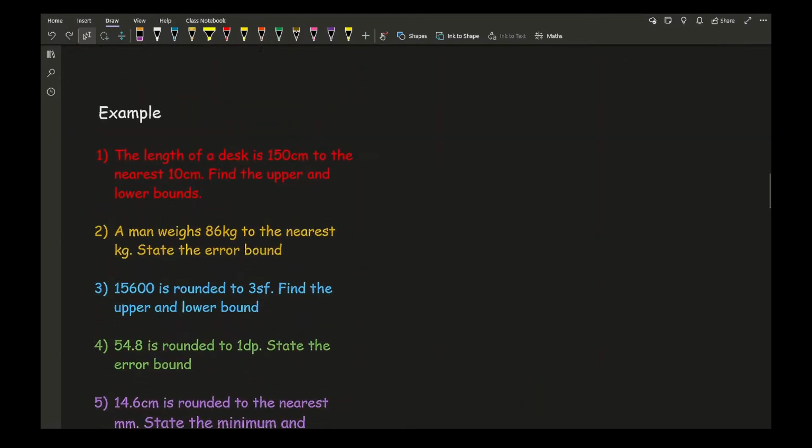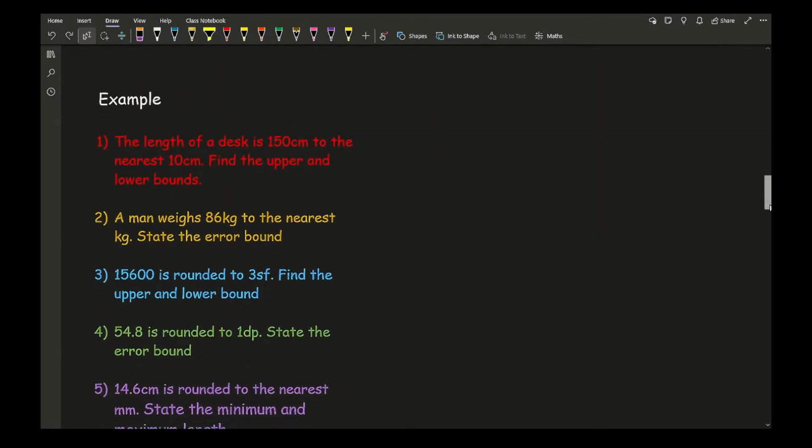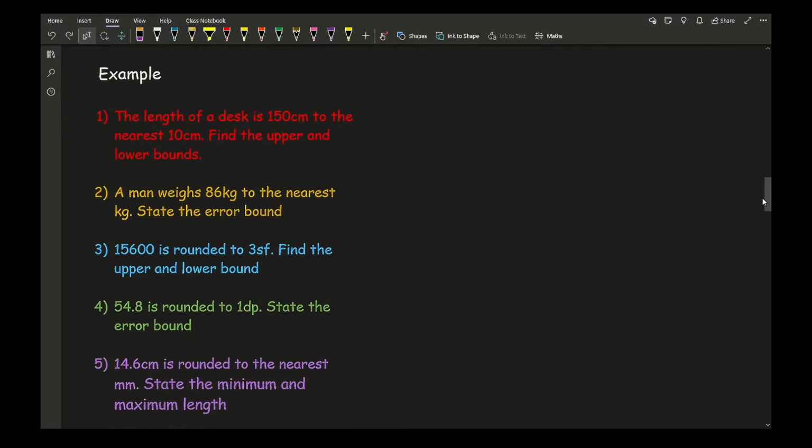So let's have a look at some very commonly asked questions relating to this particular topic that you may get asked in either your classwork, homework, or in an exam. So number 1 says the length of a desk is 150 centimeters to the nearest 10 centimeters. Find the upper and lower bounds. So it's been rounded to the nearest 10 centimeters.